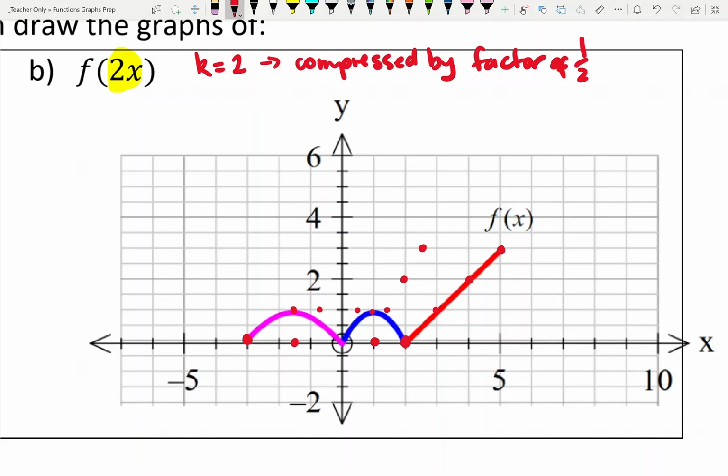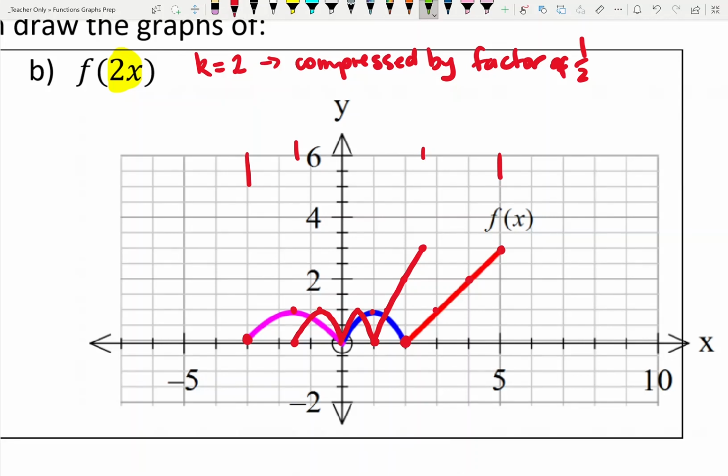So then we draw our function in using exactly the same curves and lines, except this time they are compressed. And you can see that the overall dimensions of that are half the original dimensions. So the original dimensions are from -3 to 5, which is 8, and the compressed go from -1.5 to 2.5, which is 4.